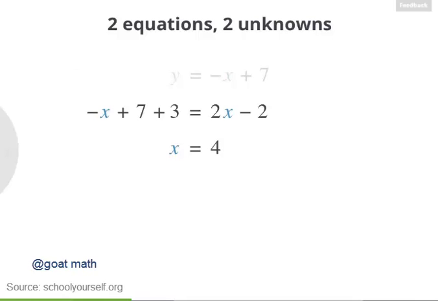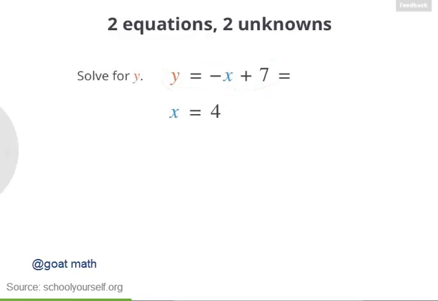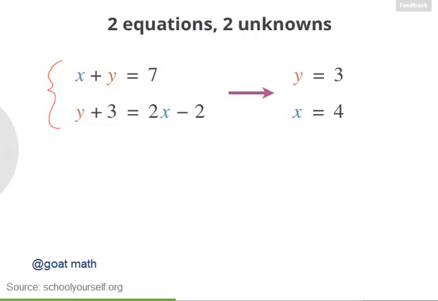Excellent! So x equals 4. So if x equals 4 and y equals negative x plus 7, try plugging 4 into this top expression to solve for y. Precisely, negative 4 plus 7 equals 3, so y equals 3. And we've done it. We started with these two equations, x plus y equals 7 and y plus 3 equals 2x minus 2, and we solved for x and y. The only values that solve both of these equations at the same time are when x equals 4 and y equals 3. Let's double check our work by plugging in 4 for x and 3 for y.